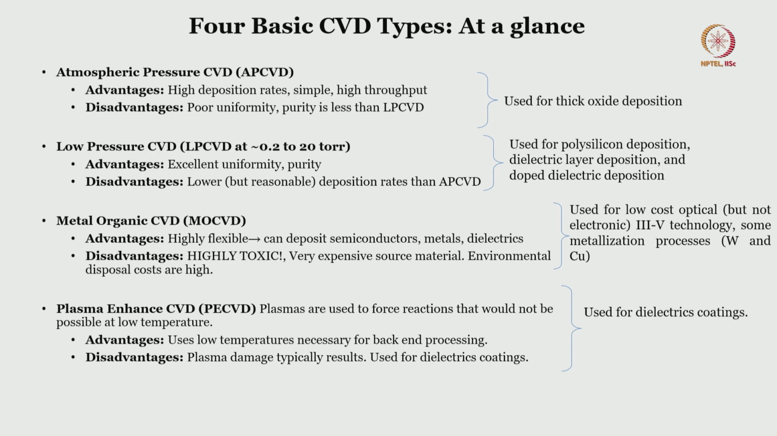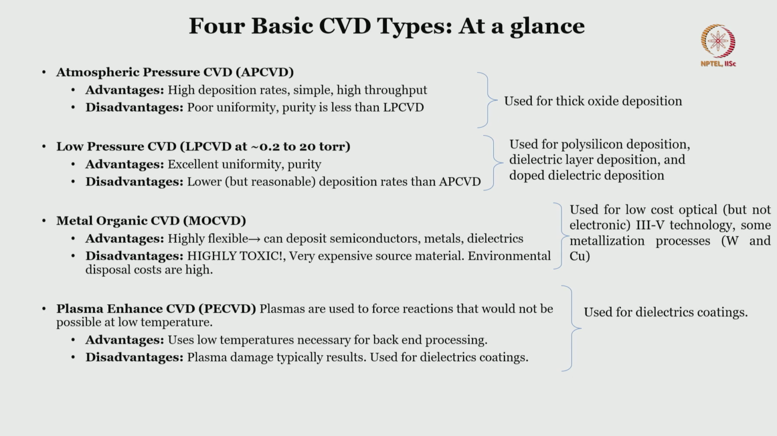So, the advantages are high deposition rate, simple, high throughput. Which one are we talking about? APCVD. The disadvantages are poor uniformity, and purity is less than LPCVD. So, if you want to quickly deposit, you can go for APCVD. It is very simple and it has a high throughput.